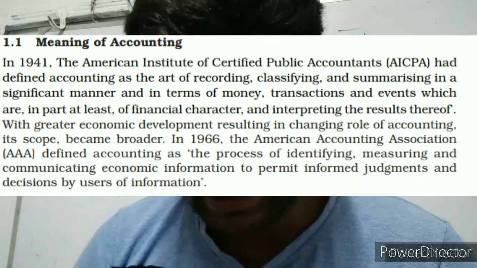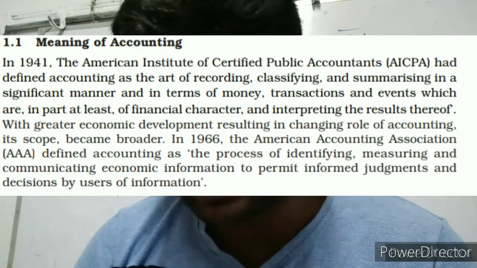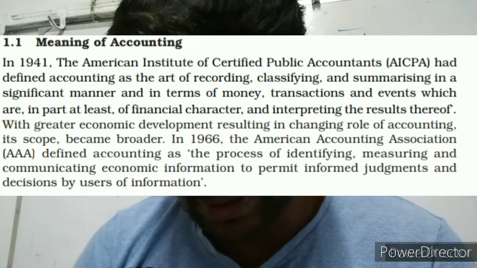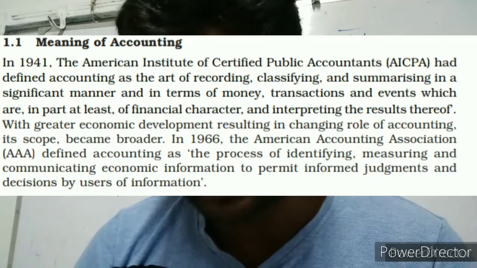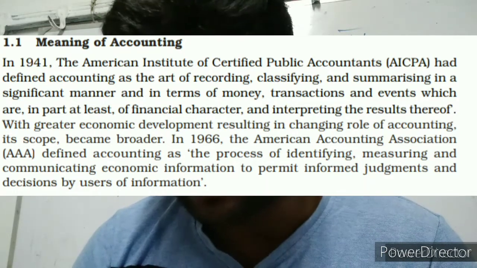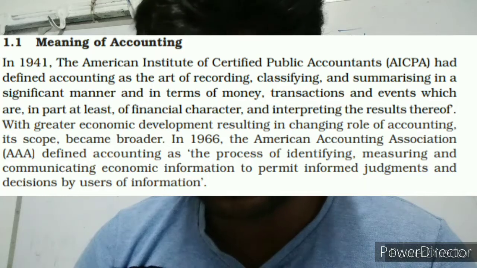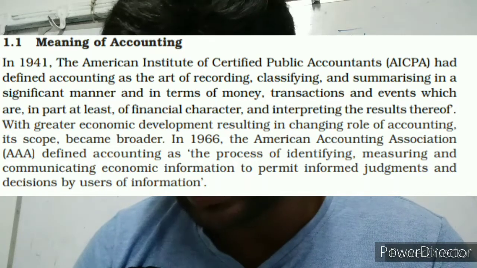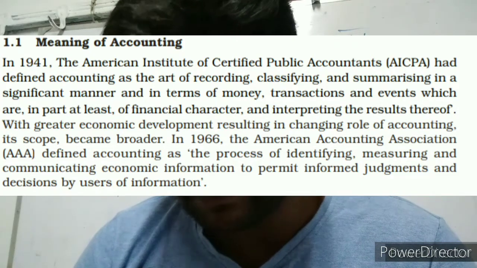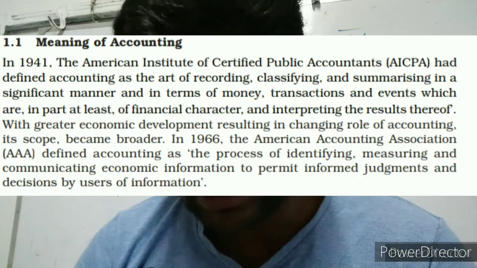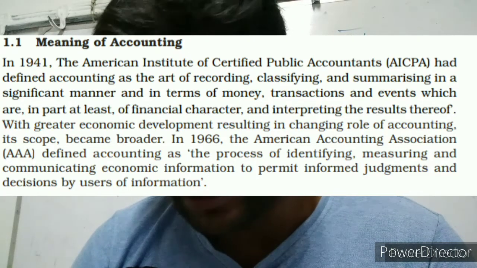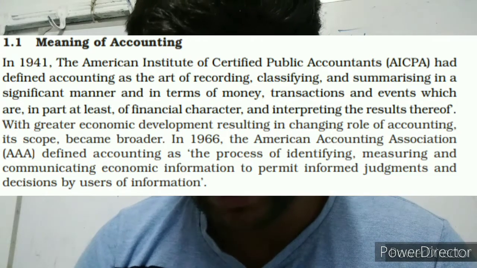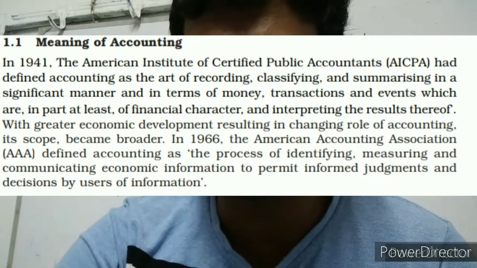With greater economic development resulting in the changing role of accounting, its scope became broader. In 1966, the American Accounting Association (AAA) defined accounting as the process of identifying, measuring, and communicating economic information to permit informed judgments and decisions by users of information.